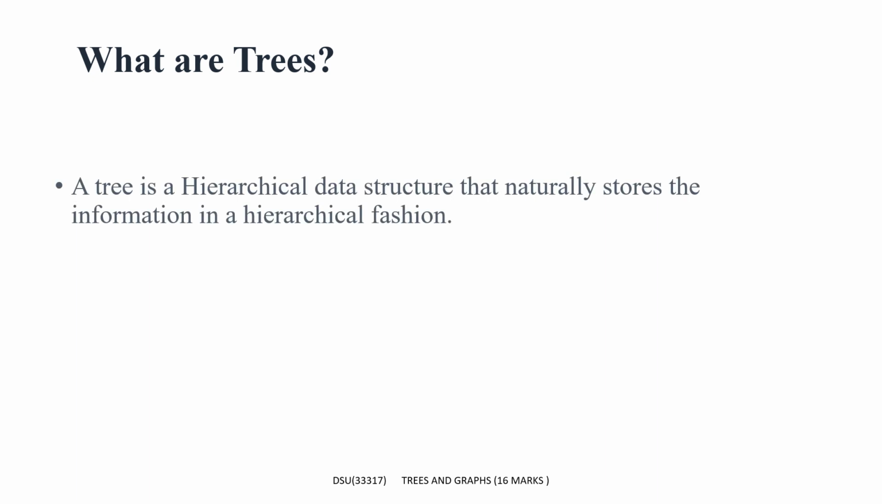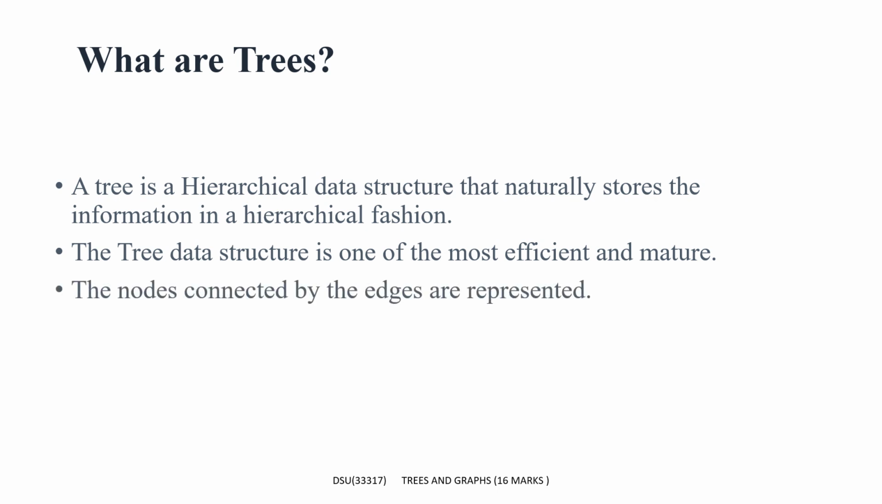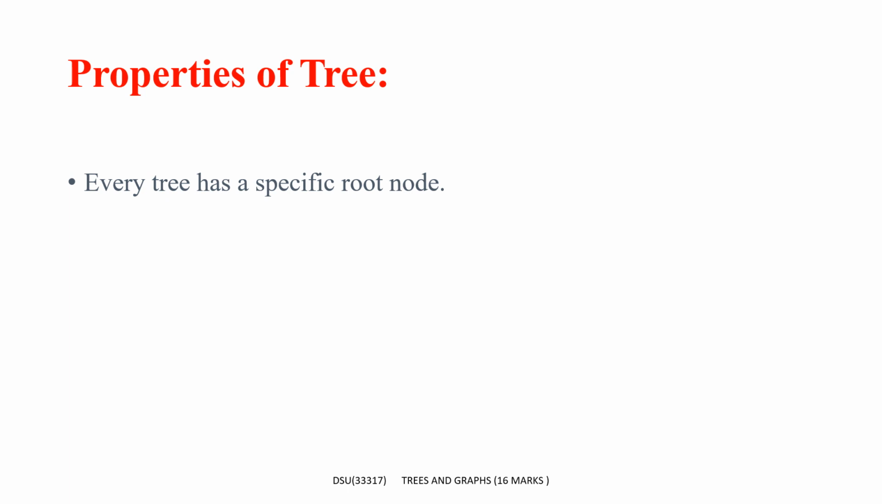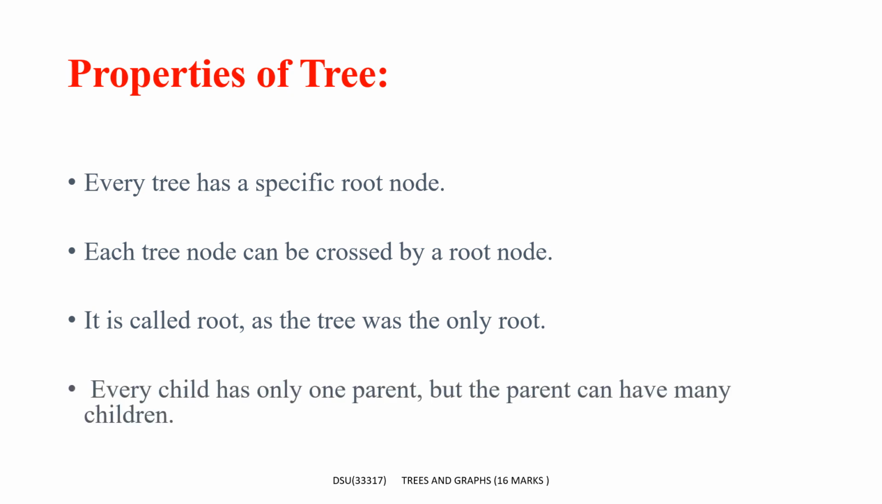A tree is a hierarchical data structure that naturally stores information in a hierarchical fashion. The tree data structure is one of the most efficient and mature. The nodes connected by edges are represented. Properties of a tree: every tree has a specific root node. It is called the root, as the tree has only one root. Every child has only one parent, but the parent can have many children.